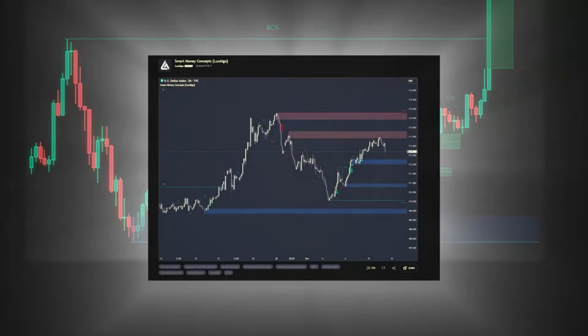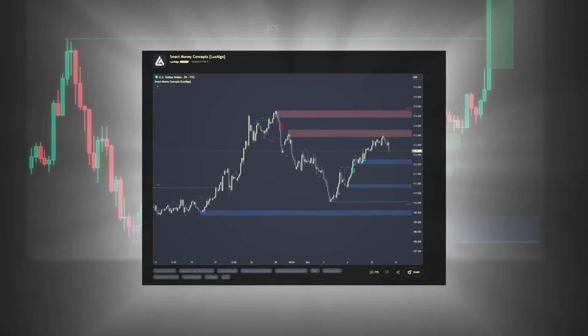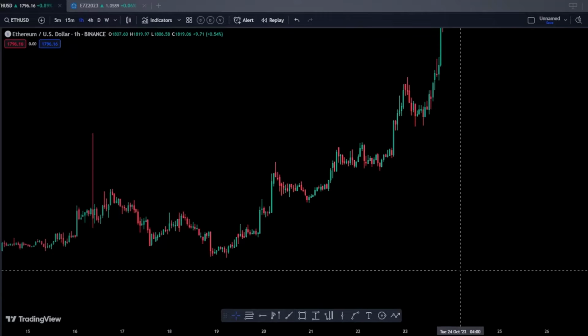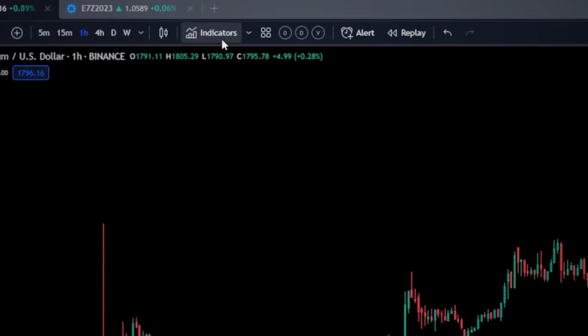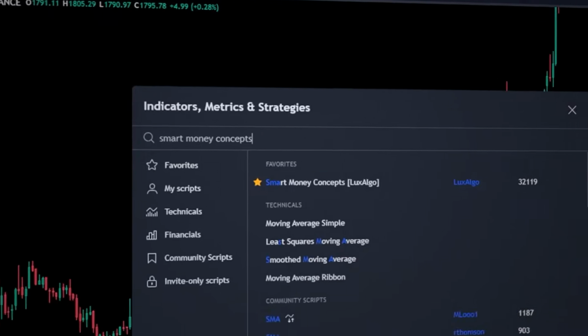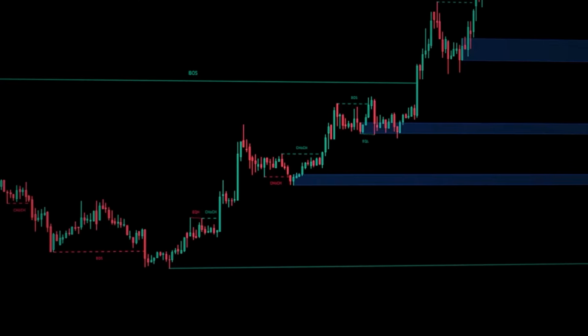So this one free indicator covers everything about smart money concepts, making it easier for new traders to succeed. To find it, we're going to go to tradingview.com as always. In the indicators tab, we're going to pull it down to the search bar and type in Smart Money Concepts by LuxAlgo. After enabling this indicator, you'll see that order blocks, structure, and liquidity are marked out for you.